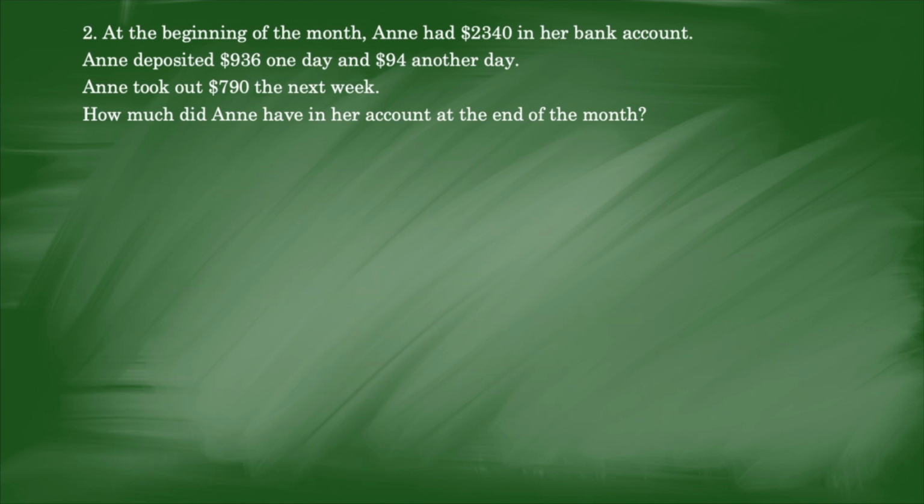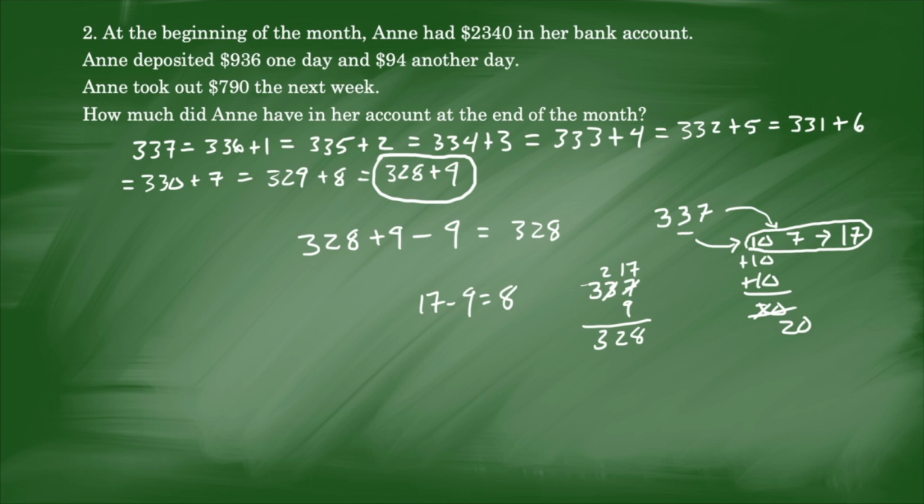Well, if we recall how this works, we know that the other numbers remaining, say the 337, is actually 336 plus 1, which can be 335 plus 2, or 334 plus 3, and so on, until you get 328 plus 9. So now, you could say that there's actually 328 plus 9 minus 9. The remaining total would have to be 328.